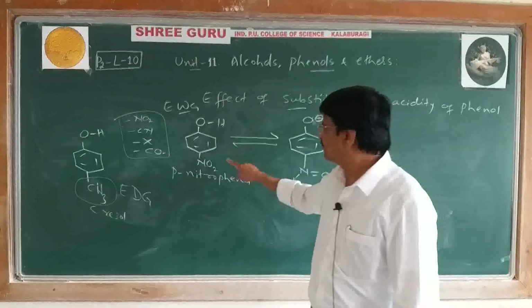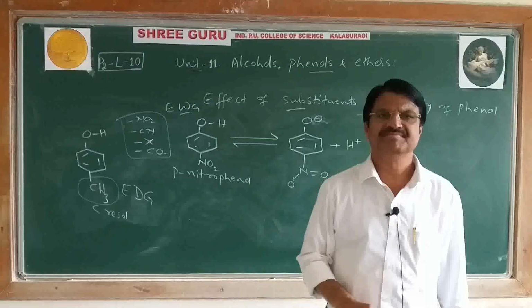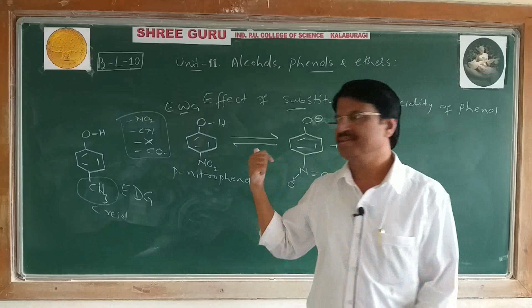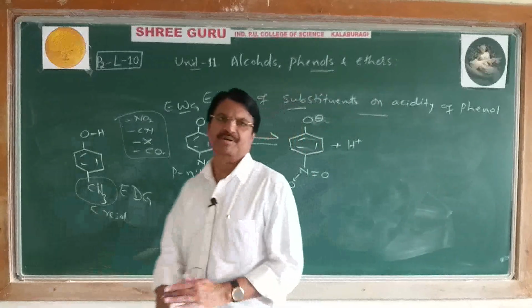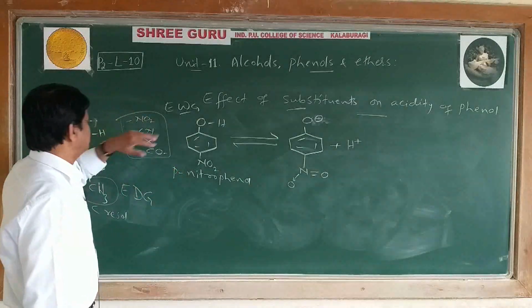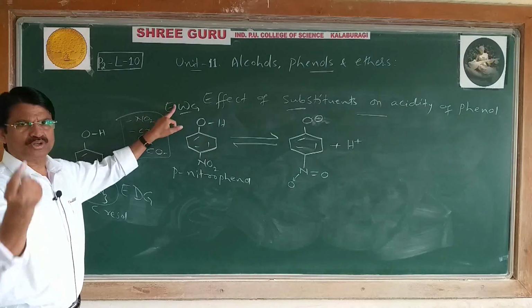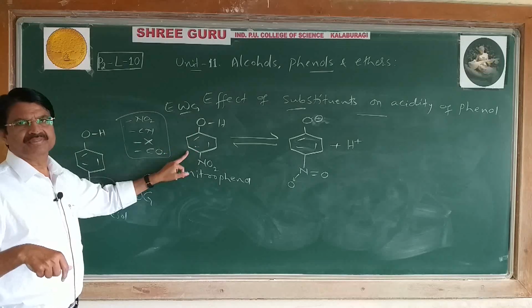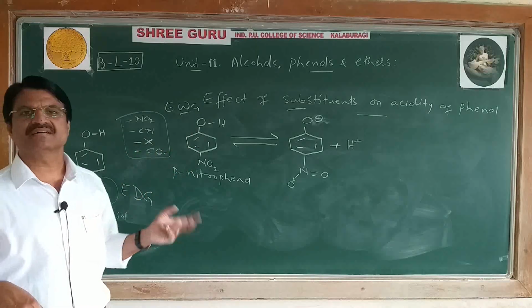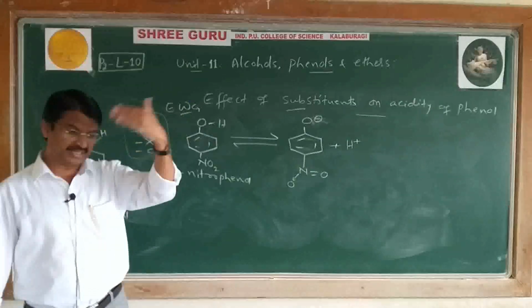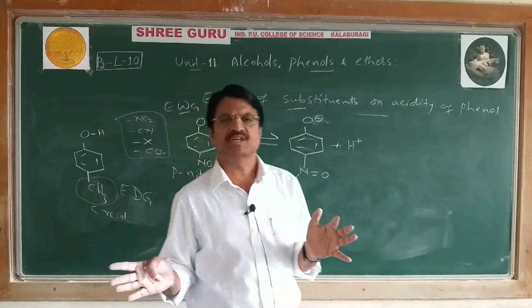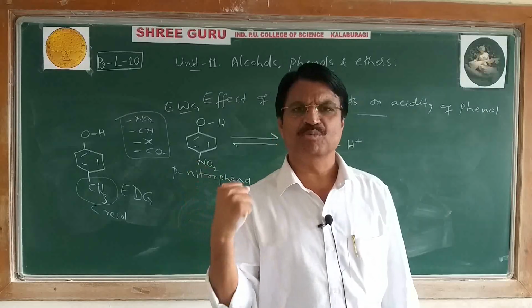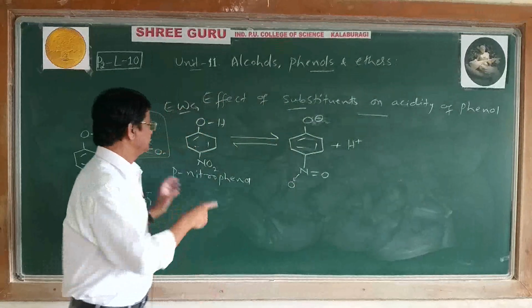What is the effect of the NO2 group on the acidity of phenol? What is the effect of the CH3 group on the acidity of phenol? Two types of questions; practice these two well. In general, if an electron withdrawing group is present on the benzene ring of phenol, it increases the acidity, which means nitrophenols are more acidic than phenol. Now you have to see why they are said to be more acidic.